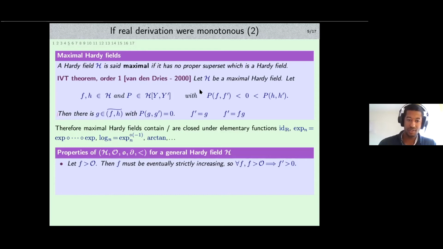So looking at this first property, if you take a germ which is greater than the finite germs, then it must be strictly increasing, because otherwise it would be either constant, and then it wouldn't be greater than the constant that is itself, or it would be strictly decreasing, and so it would be smaller than some constant as well. So it must be strictly increasing, which means that the derivative must be positive. So we see that we have this property here.